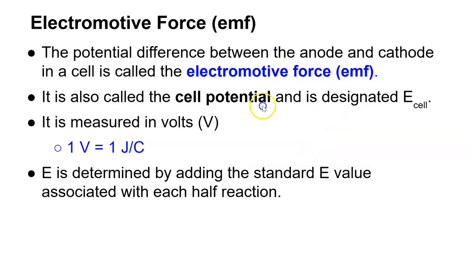So we're going to talk about every redox reaction having this voltage or EMF or this cell potential, and it's measured in volts, and a volt is a joule.